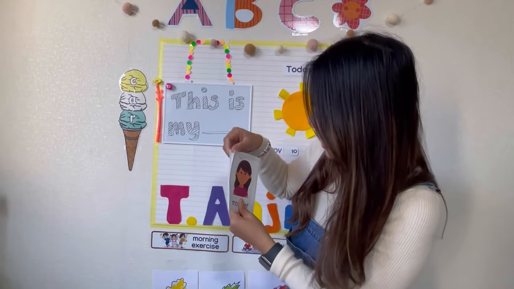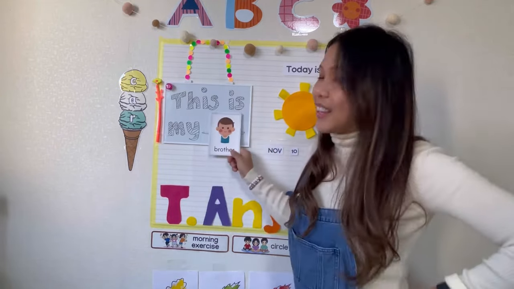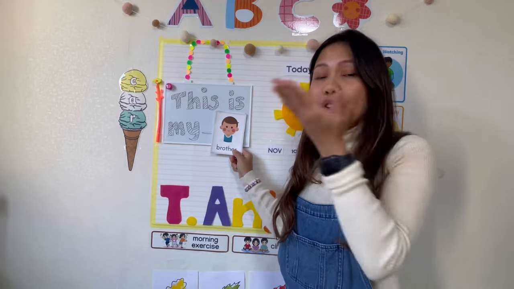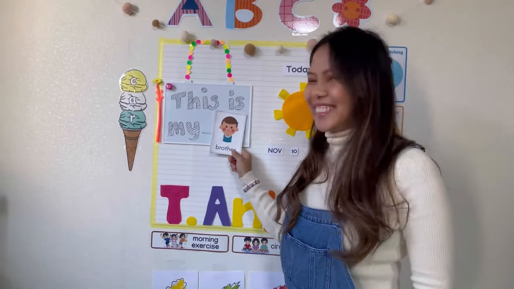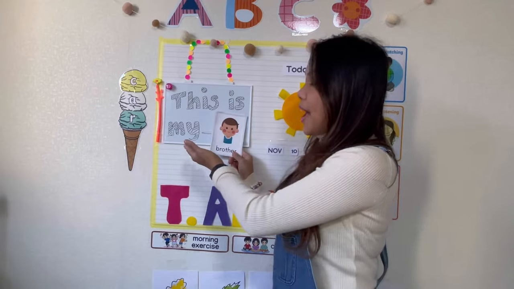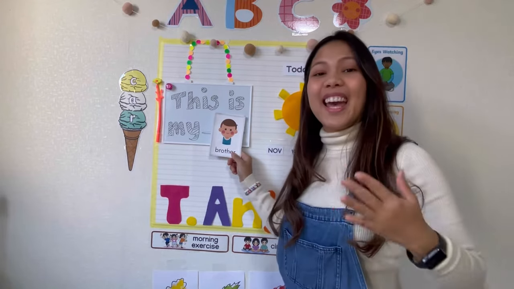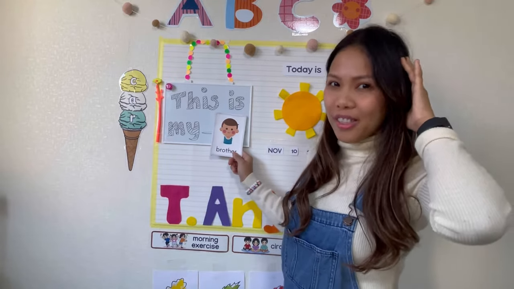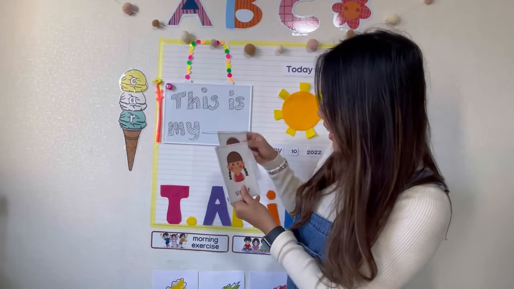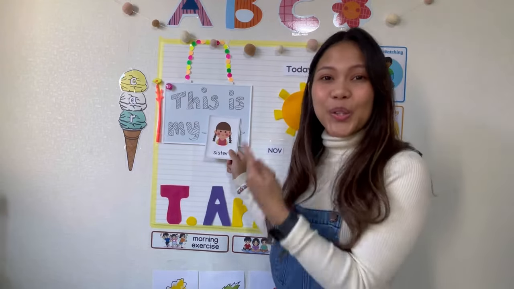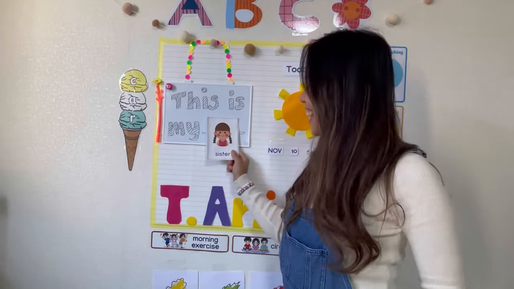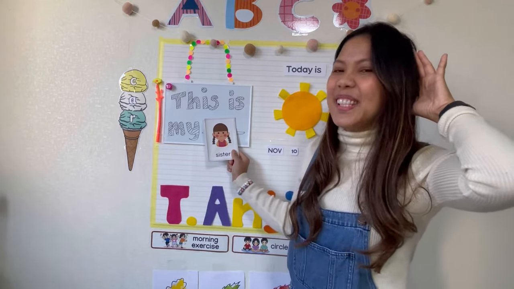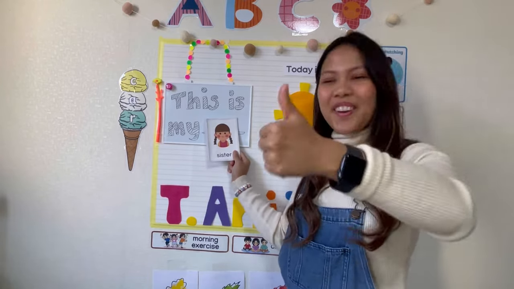Good. Okay, how about, yes, that's right, brother. Okay, let's ask one more time. Who's that? This is my brother. Can you say, this is my brother? This is my brother. Very good. Next is, who's that? This is my sister. This is my sister. Great.